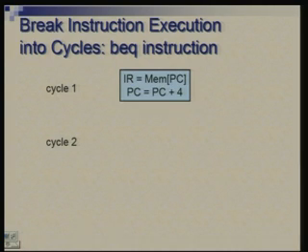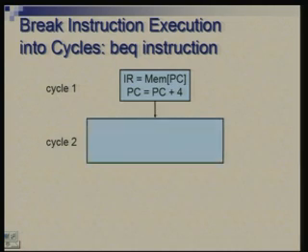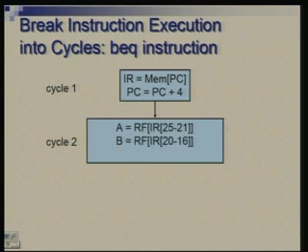Then we move on to BEQ. First cycle is same. In the next cycle we are doing lot of work. One is to access A and B, the two operands which need to be compared, and we also keep the result ready for the target address in case branch has to be carried out, because the ALU is free in this cycle.